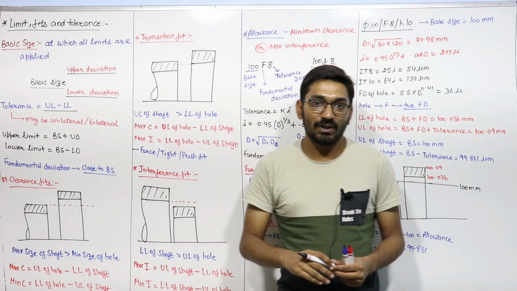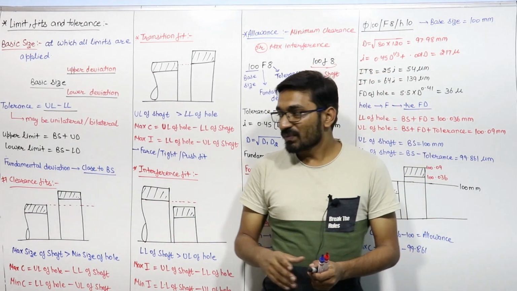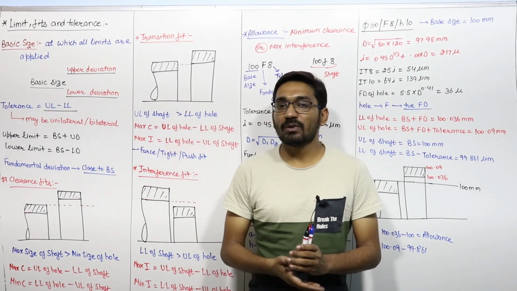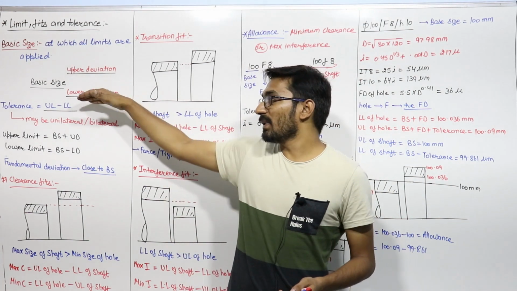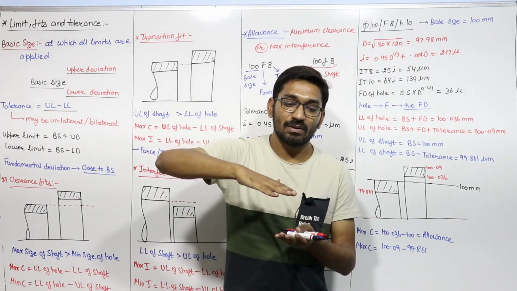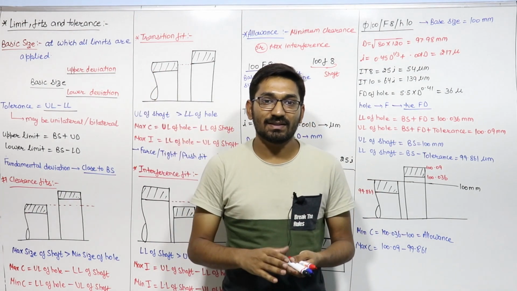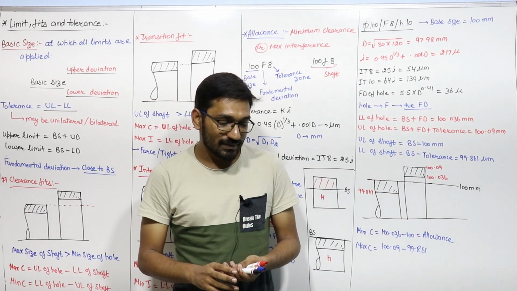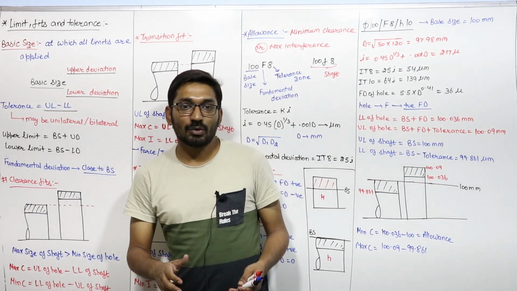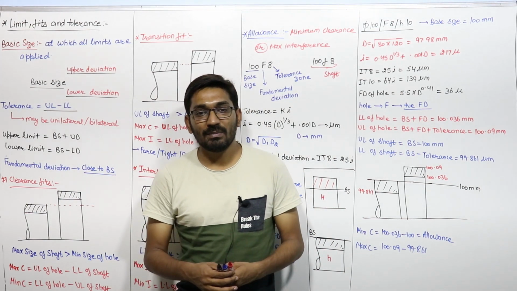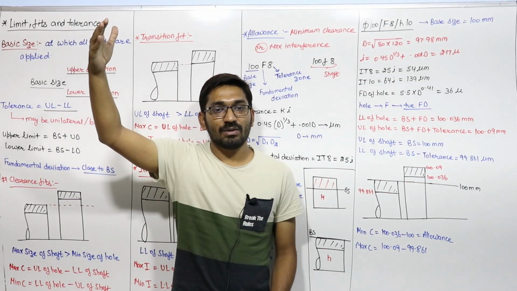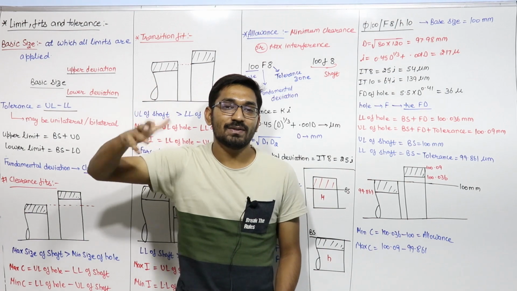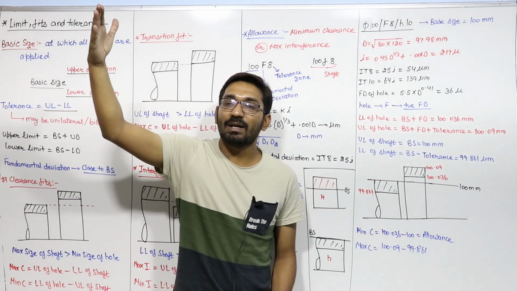What do we mean by unilateral or bilateral? If the tolerance is unilateral, then both the upper limit and lower limit will be on the same side of the basic size. Suppose 100 mm is the basic size, so both upper limit and lower limit will be on one side, let us say upper limit is 100.05 and lower limit is 100.01, so that is on the same side of 100.